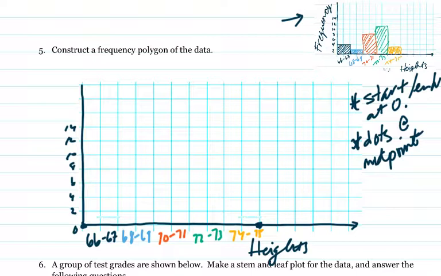And then at each of our midpoints of where our bars would have been, we put a dot. So for 66 to 67, it's going to be at 4. So the midpoint would be right here. At 68, the class 68 to 69 was at 2. So the midpoint is right here because this is the bar that we're looking at. For 70 to 71, the midpoint would be at 8. For 72 to 73, the midpoint, we would put the dot at 11.